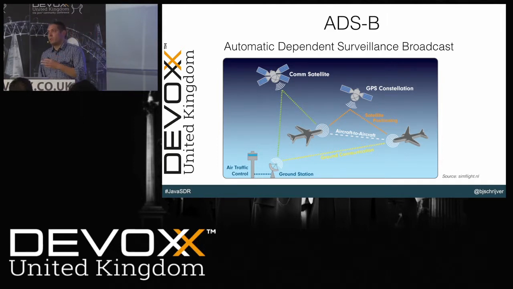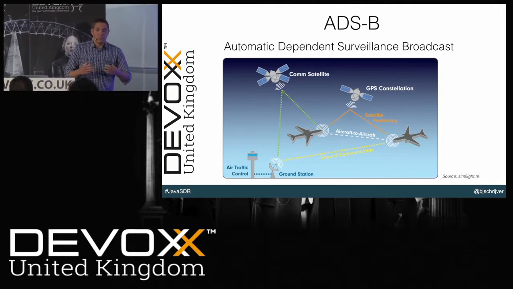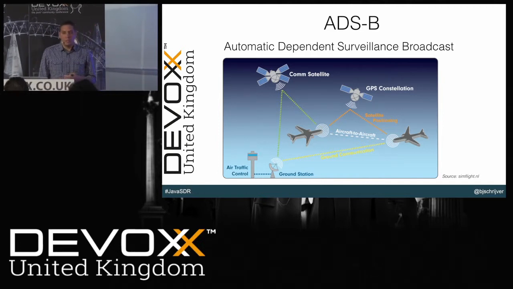And these planes are equipped with GPS receivers, so they know where they are. They know who they are, they know what their heading is from their compass, and they know what their speed is from their speedometer. And these signals are sent from plane to plane, but also from plane to ground station. So the control tower knows what planes are coming in.